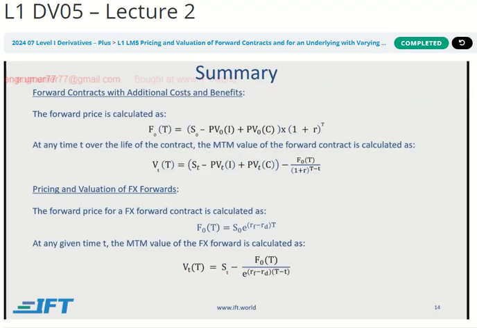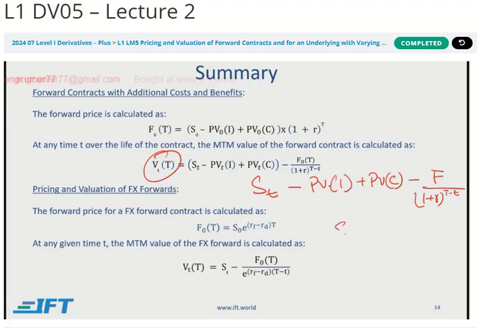And if there are any income or costs, then we need to adjust for that. So the value during the life of the contract, you take the spot price, you minus the present value of any benefits, you add the present value of any costs, and then again, like before, you minus the future price brought back to today's value, present value. For FX contracts, it is simple. You take your spot for pricing and you multiply it with E.